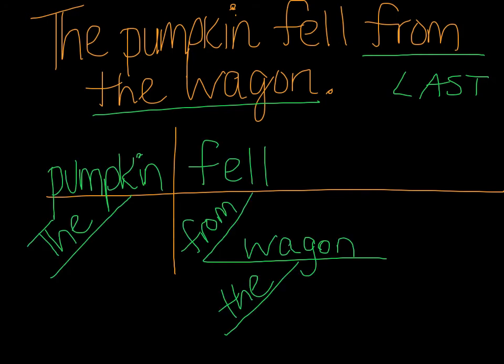Okay, hopefully you were able to diagram this sentence correctly. Check your work. Here's your subject, pumpkin. Here's your verb, fell. Modifier for pumpkin, the, leaving you only with a prepositional phrase left to diagram. Where did it fall from? A wagon. That means it goes beneath your verb, from the wagon. Hope you got it. Here's a happy face for you.